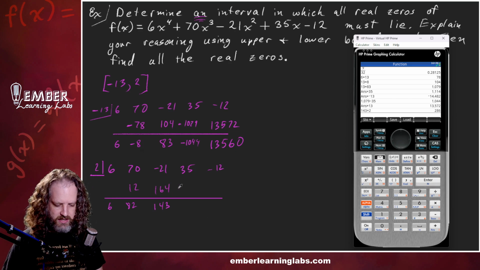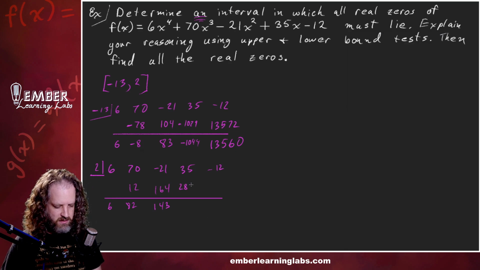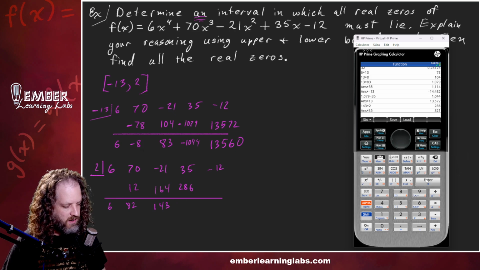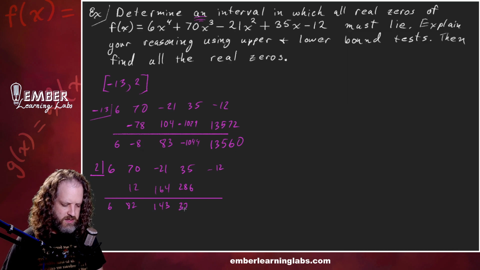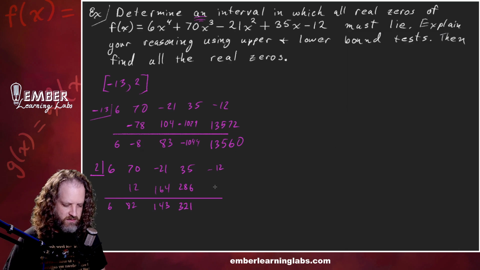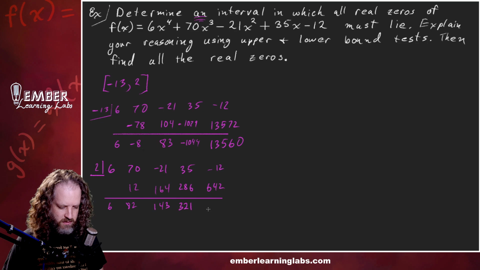Enter. 286. 6 plus 35. So far, it all is positive, which is what we want. 321 is what we said. 321. And then 2 times that, so times 2, 642, which would be 630.